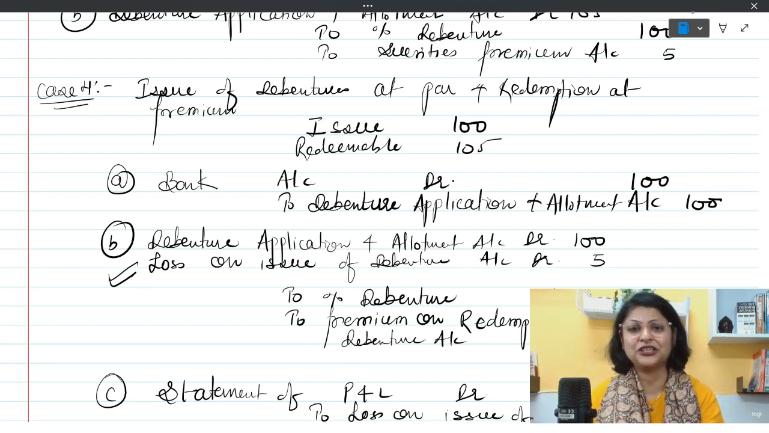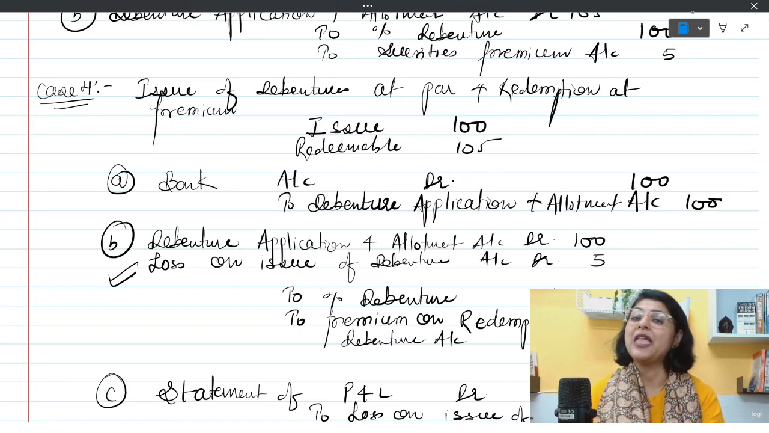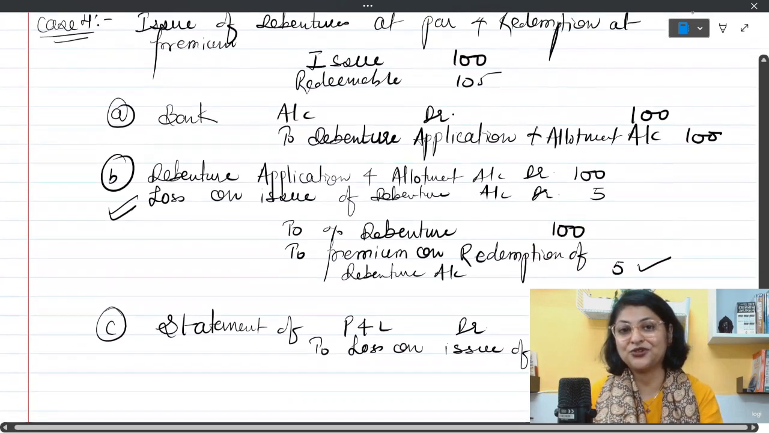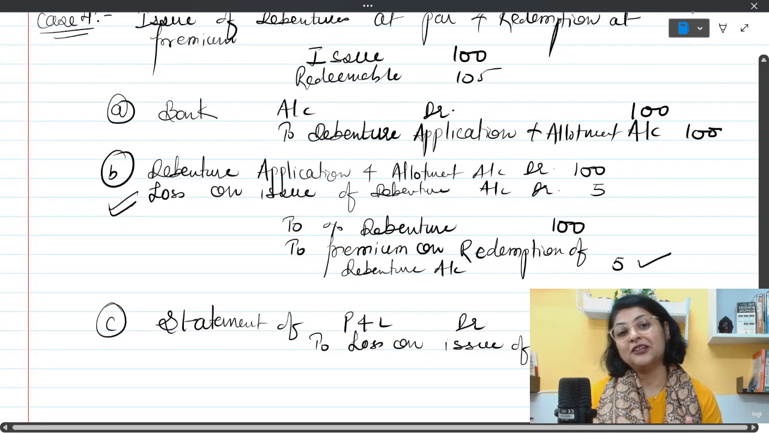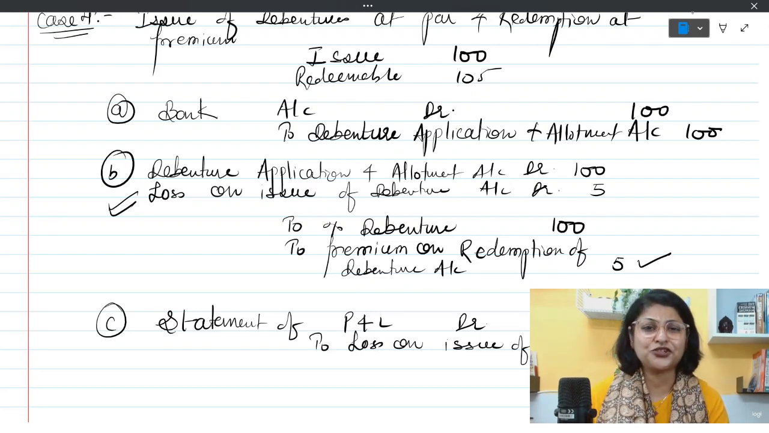In the first entry, there won't be any effect of this rupees 5 extra to be given to the debenture holder. But in the second entry, the impact is going to be there on the debit side and on the credit side both. On the debit side, we will open the account loss on issue of debenture with the amount which we are going to pay extra at the time of redemption to the debenture holder.